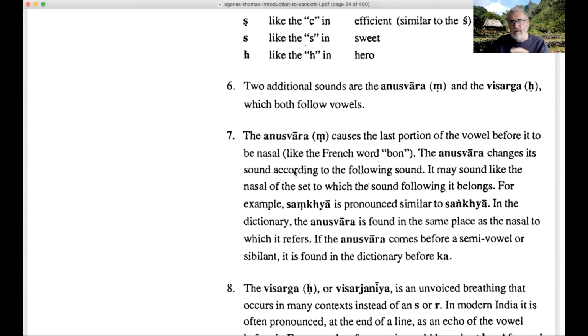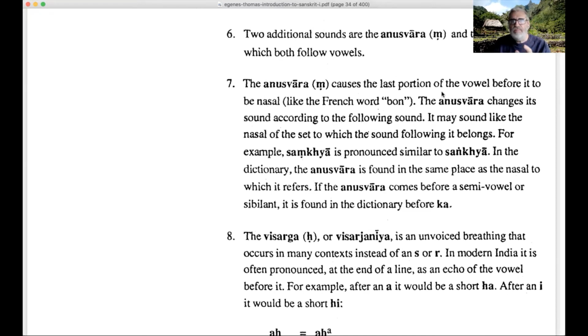Now, two additional sounds are Anuswara, which is seen as an M in Roman script with a dot under it, or it could have a dot over it also. It's the same thing. It's called Anuswara. Anuswara means it's a pure nasal sound, right? And Visarga. Both of them always follow vowels. They cannot be written by themselves without a vowel coming before them. So a vowel always precedes Anuswara or Visarga. Now let's understand what Anuswara and Visarga are.